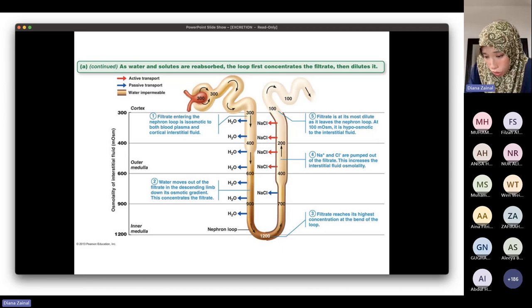Ada sebabnya tadi, you see the awal-awal tadi gambar kidney tu kan yang warna merah tu, because of the high content of salt and also the urea, okay, which is going to contribute to the osmosis process.